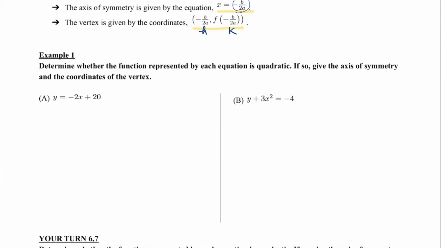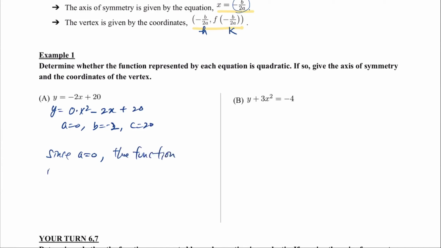In this particular case, what I notice is that there is no x squared. It's 0 x squared minus 2x plus 20. So a is equal to 0, b is negative 2, and c is 20. And we know that if a is equal to 0, it's not quadratic, right? So we say since a is equal to 0, the function is not quadratic. Okay? Let's look at the second equation.